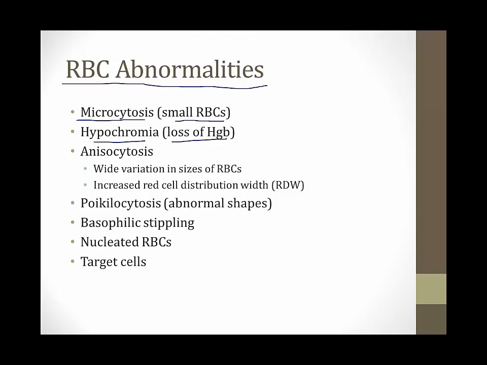The patients who have this condition demonstrate anisocytosis on their peripheral smear. This is a wide variation in the sizes of the red cells. These patients can have an increased red blood cell distribution width compared to normal. There's also poikilocytosis. These are abnormal shapes of the red cells. And then 3 other findings you can see are basophilic stippling, nucleated red cells, and target cells. I'll talk about all these in the next few slides.